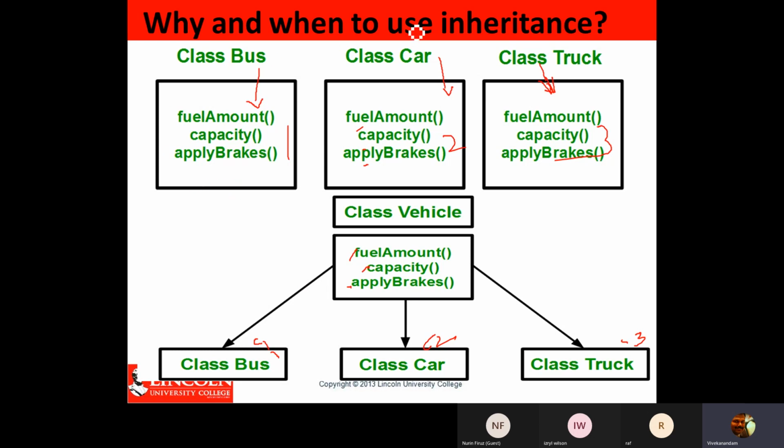We are avoiding this type of situation, so we use inheritance. We use inheritance because we want to avoid redundancy. We don't want to write duplicate or repeated code. That's why we are using inheritance.